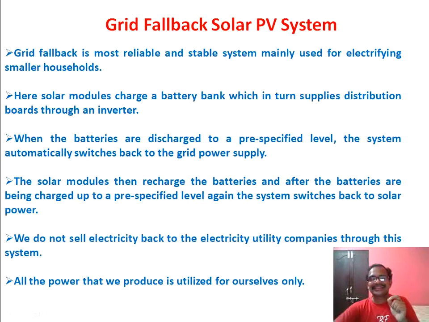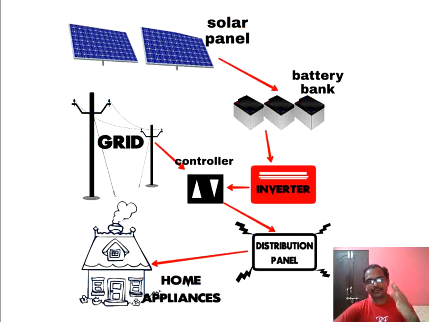So we do not sell any electricity back to the electricity utility companies through this system. All the power that we have produced is utilized for ourselves only. You can see it here. So once the solar panel produces the power, it feeds the batteries, and from there through a controller, the inverter converts the DC into AC, and that AC will be sent to the distributor. There will be a central controller, that is not a charge controller, it is an intelligent controller, and through the controller the power will go to your houses through the distribution panel.